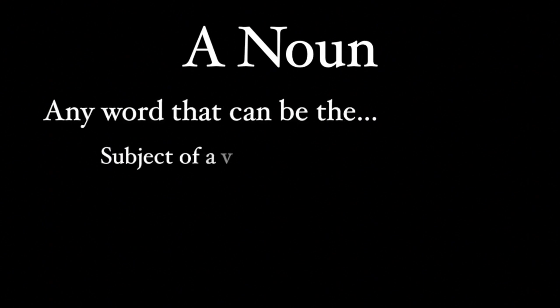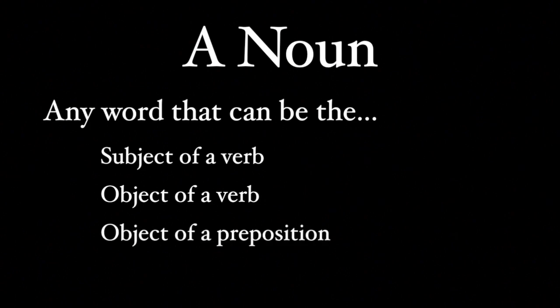We have to have a better way of defining what a noun is other than just listing off different groups of definitions. And there is. It's a concept so simple that this really could blow your mind, at least its simplicity will. A noun is any word that can be the subject of a verb, the object of a verb, or the object of a preposition. And that's it. Either the subject or object of a verb, or the object of a preposition.